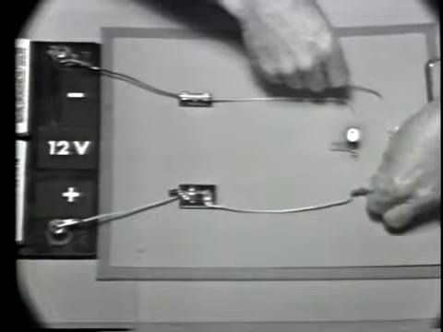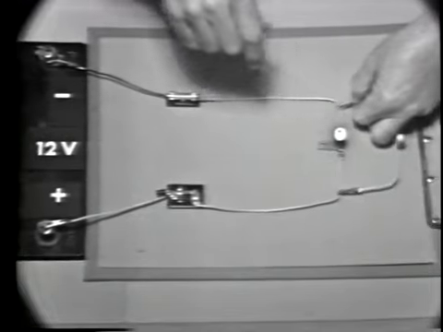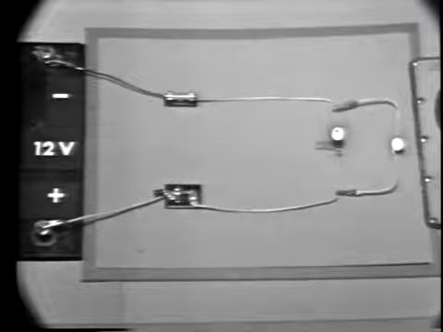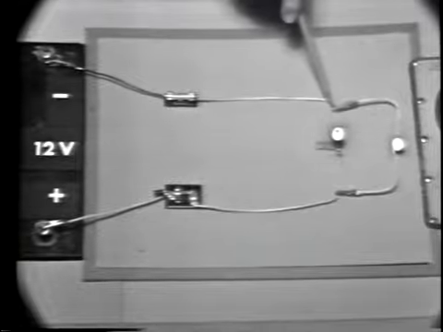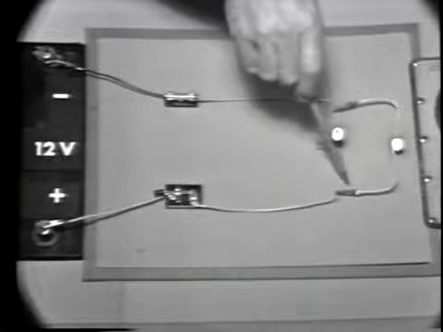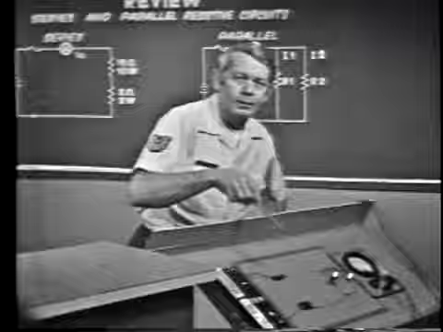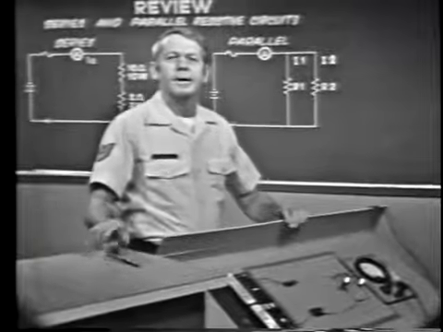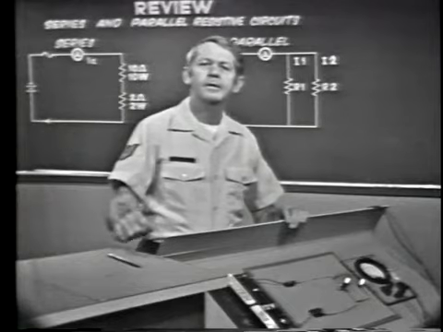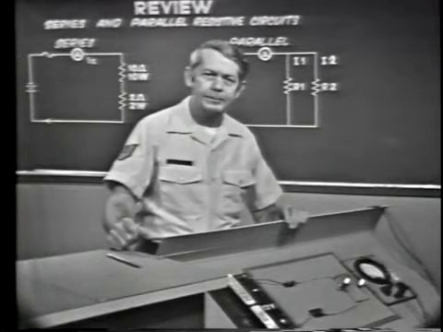If another bulb is added out here, we create an additional current path and change from a series circuit to a parallel circuit. Current now divides at this point, some going through this bulb and some through this bulb. Remember then, a series circuit has only one path for current. A parallel circuit has more than one path.